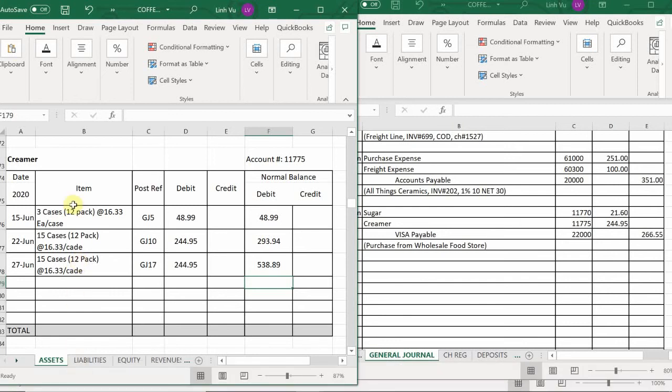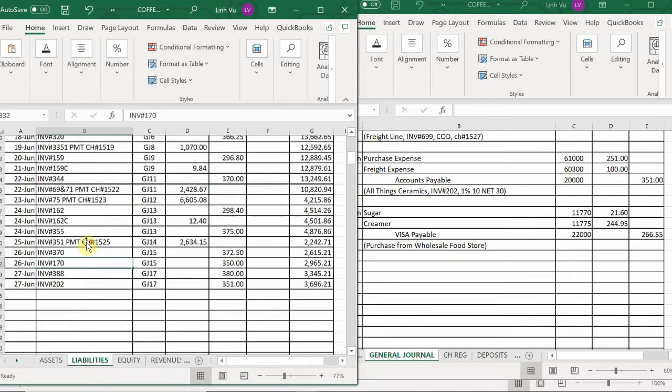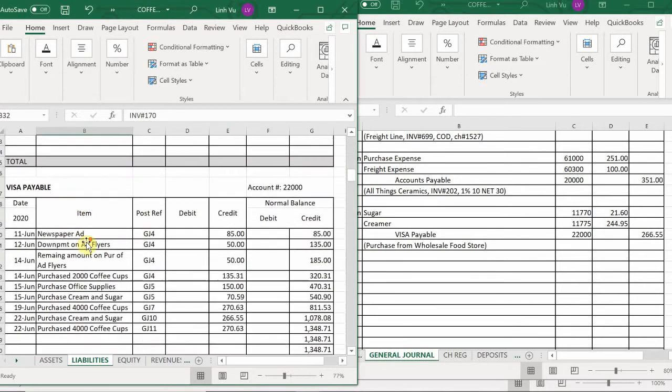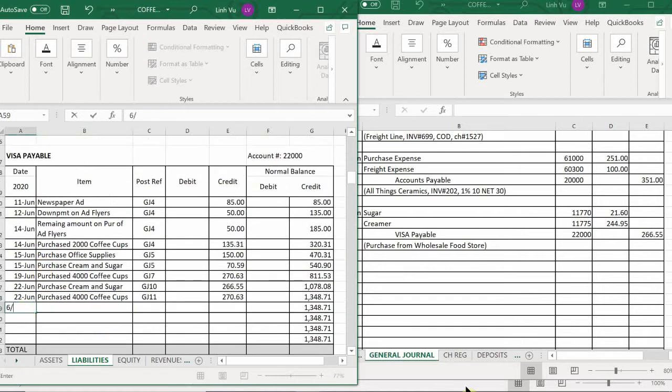Okay, now we're going to list your Visa payment, which is a liability. Where did I put that? Visa payment. Oh, there it is. The purchase of the cream and the sugar. General Journal number 17. And then your amount is 266.55, which will give you a total of 1,615.26. Excellent. Then number 3, we're going to go to the subledger under the vendors.